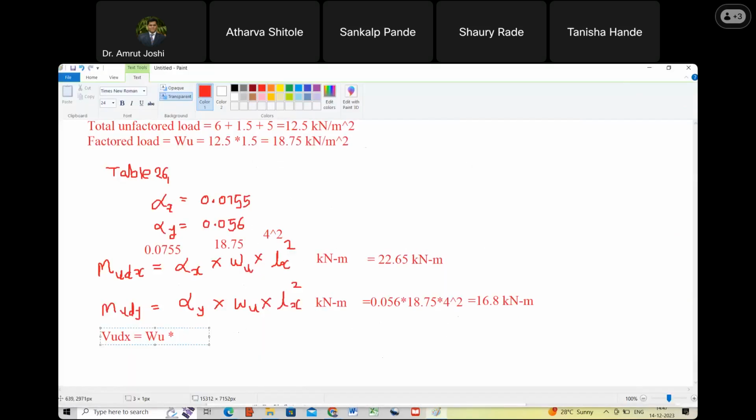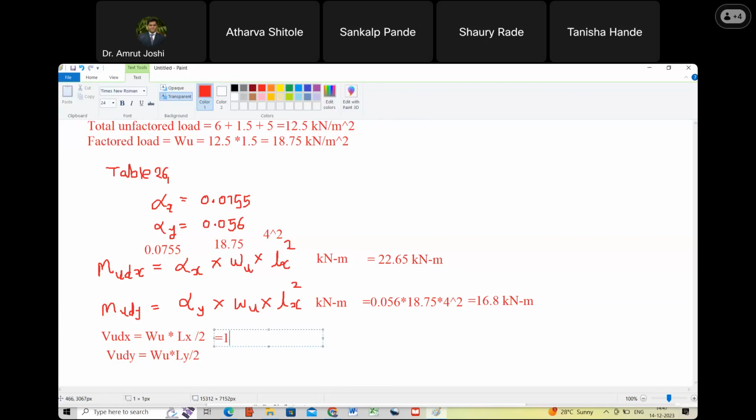Wu multiplied by Lx by 2. This is Vu dx. And what is Vu dy? That will be Wu multiplied by Ly by 2. So substitute the values and tell me how much it is.